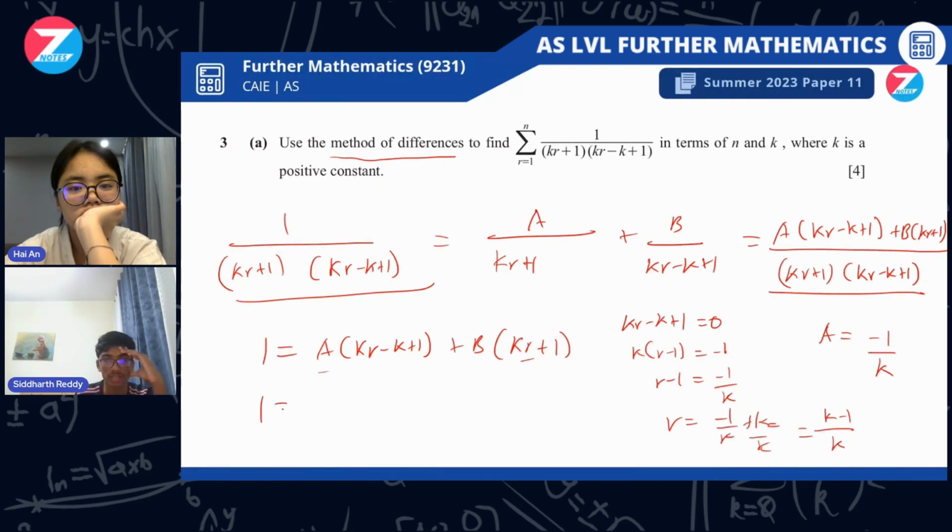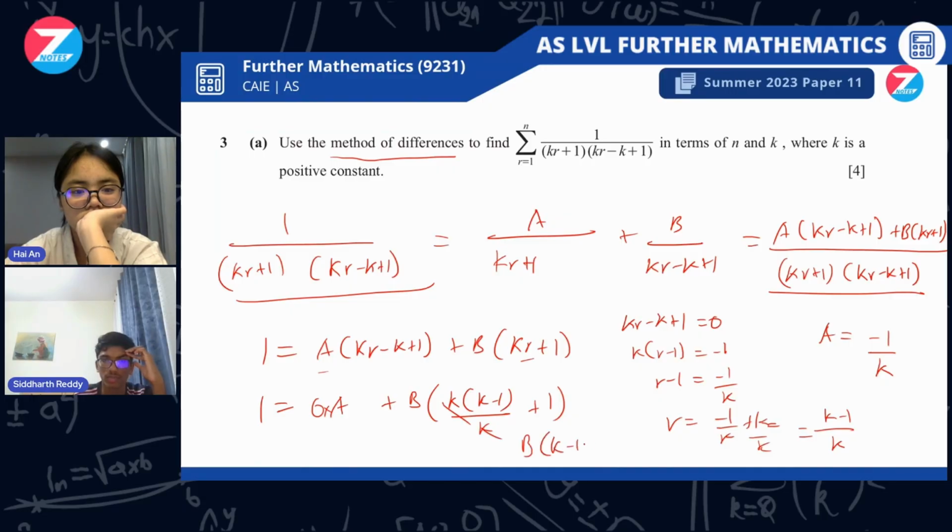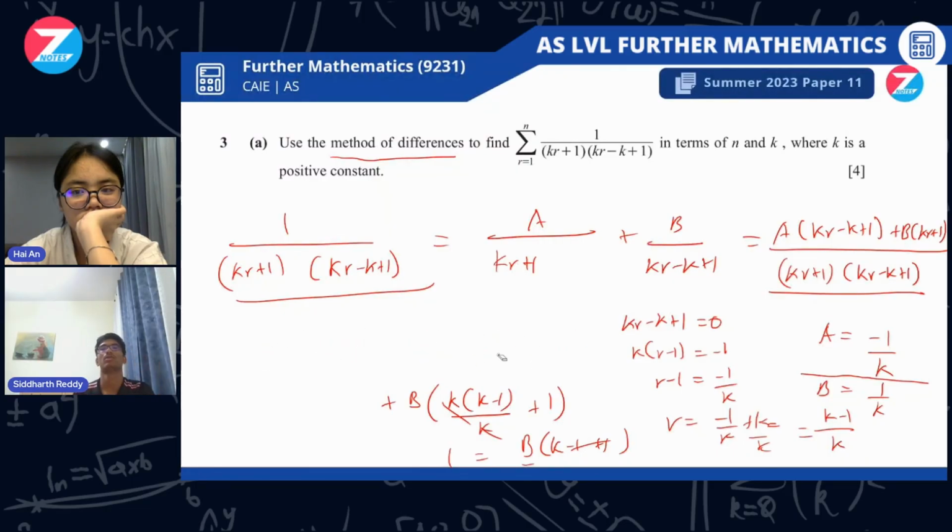Okay, substituting this back, we have 1 is equal to 0 into a, plus b into k into, so let's see, k into k minus 1 by k plus 1. So this becomes b into k minus 1 plus 1. So it becomes obvious that b is equal to 1 by k. So now that we got this, we can substitute this back at the top equation.